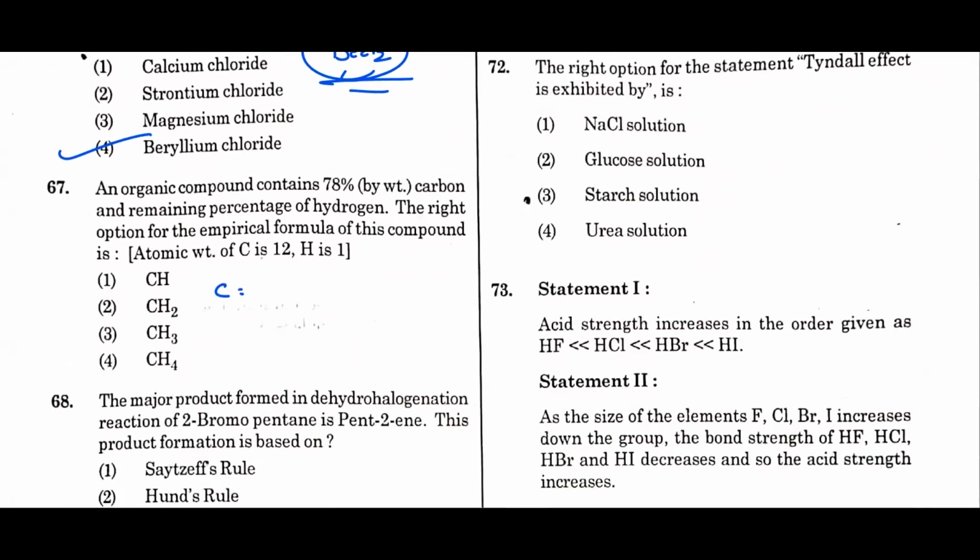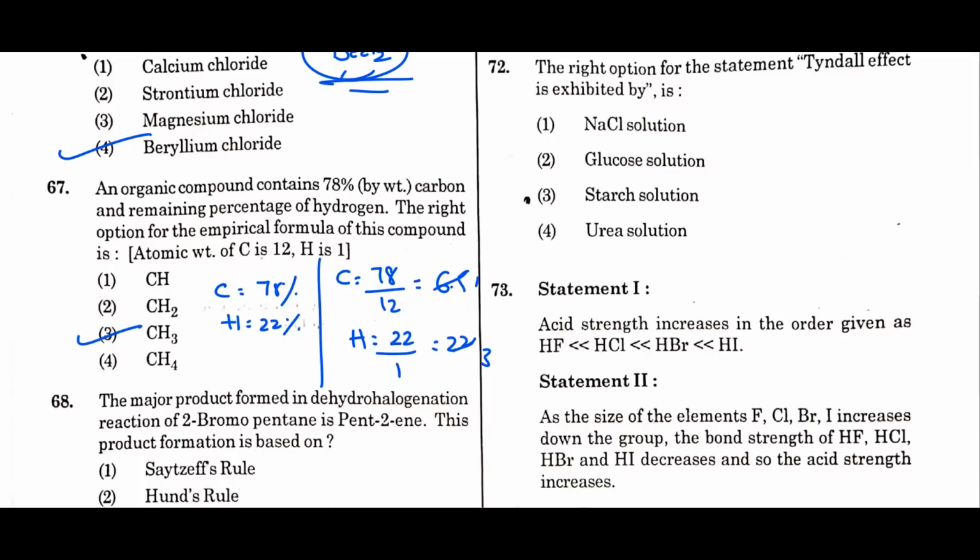And here the carbon percentage is given as 78% and the remaining is hydrogen, that is 22%. How can you solve in the simplest way? 78 divided by its atomic weight 12, and hydrogen is 22 divided by atomic weight 1. You will get around 6.5 and 22. Both are in around 1:3 ratio, not exactly. So CH3 is our correct answer.